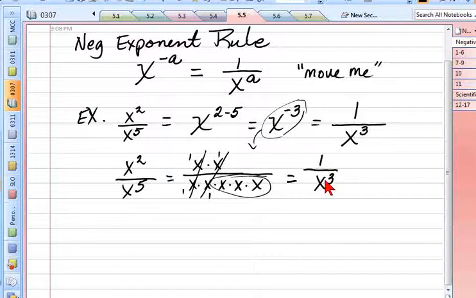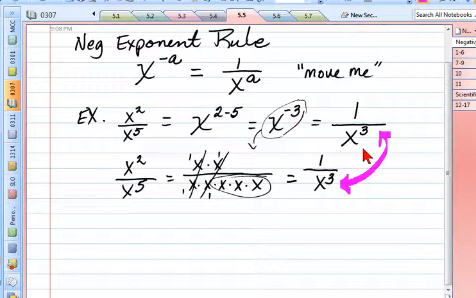Did I get the same answer? Yes, I should be able to compare. And I did get the same answer. So maybe indeed it does make sense for a negative exponent to say, I'm just in the wrong place. Move me. Okay, so we're going to remember that every time we have a negative exponent, it says move the base.